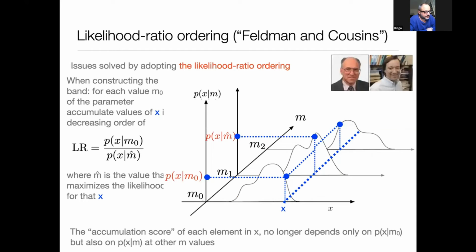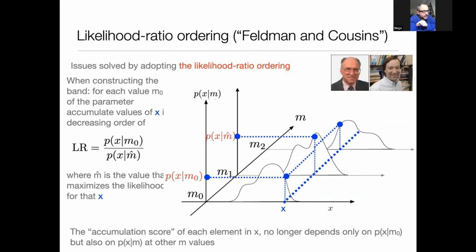So that's why these two people have invented a method that in fact was already known but not very popular, of circumventing this. And in this method, they prescribe a specific ordering, so a specific way of choosing your data X to accumulate the probability, to accumulate the integral of P of X given M until finding the right confidence level.